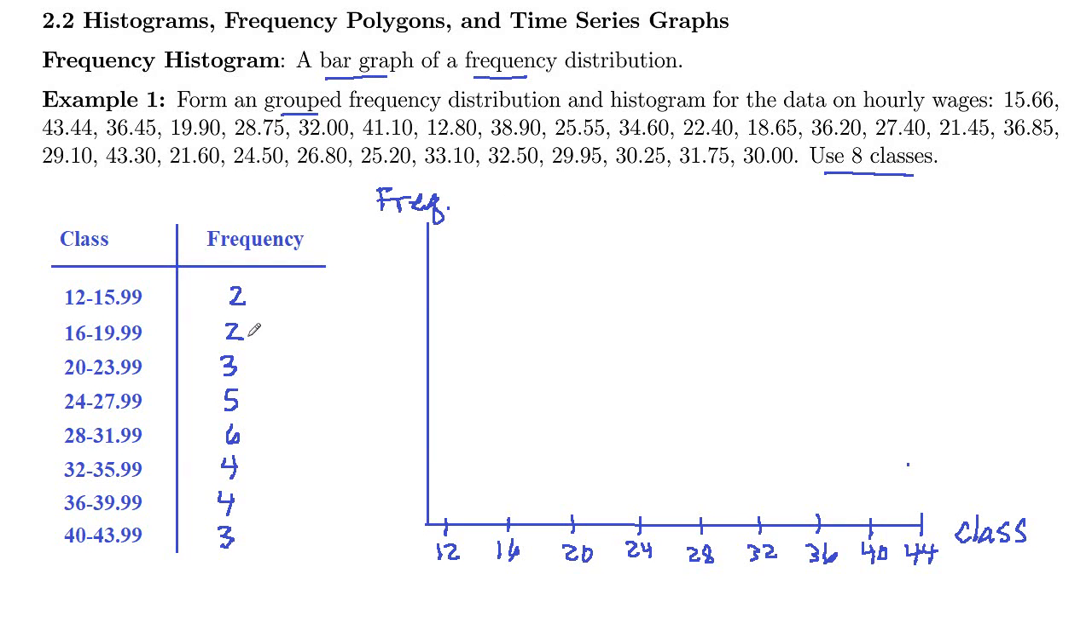And then for our frequencies, our highest frequency is 6, so I'll make a 6 up here. So 3 would be halfway. Now this is a frequency scale of 1 on the left-hand axis here.